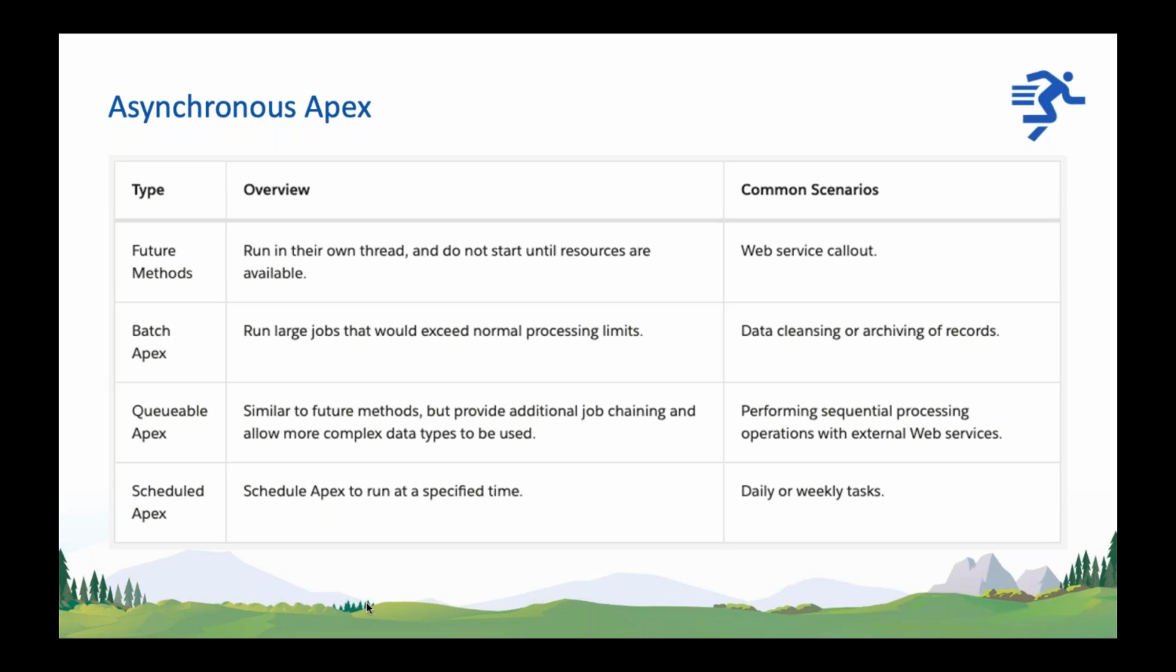Okay, batch Apex. Batch Apex is similar to a cron job. Run large jobs that would exceed normal processing limits. So, for example, I want to update all the records in the database to change an address or to update an email address.